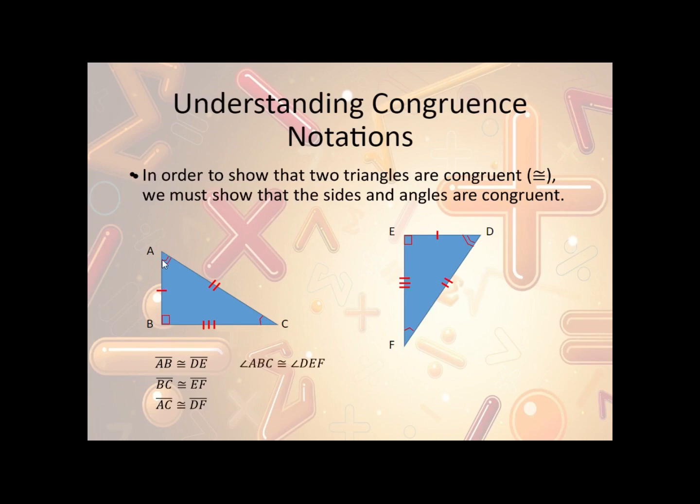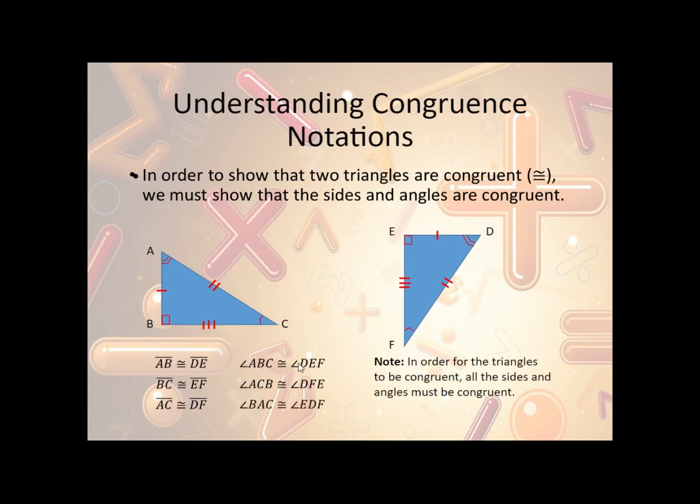Then I have my angles. Angle ABC is congruent to angle DEF because they're both 90 degrees. They both have the box. Then I have angle ACB, the single arc, is congruent to DFE, single arc as well. And then I'll do my double arc. So BAC is congruent to EDF, and those are congruent. So now we've shown that all the sides and all the angles are congruent, so therefore the triangles are congruent. So we can now say that triangle ABC is congruent to triangle DEF.